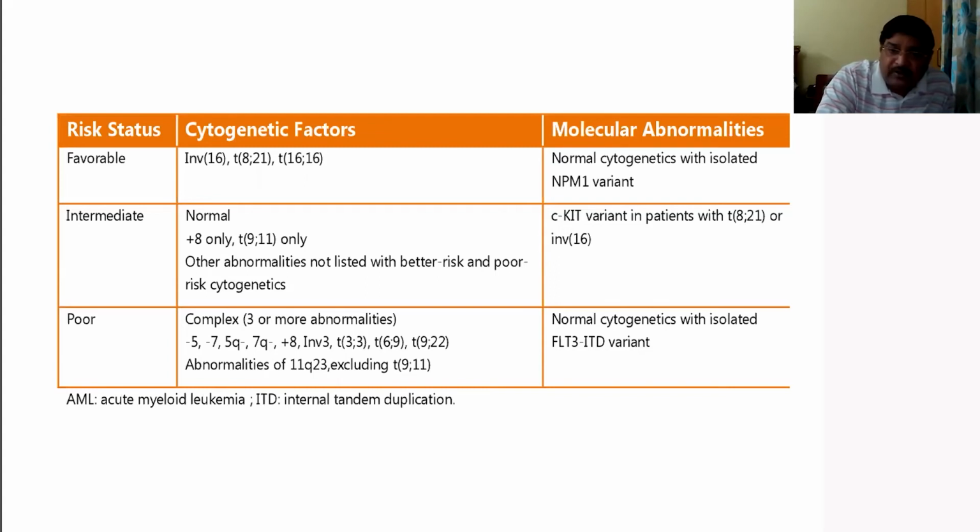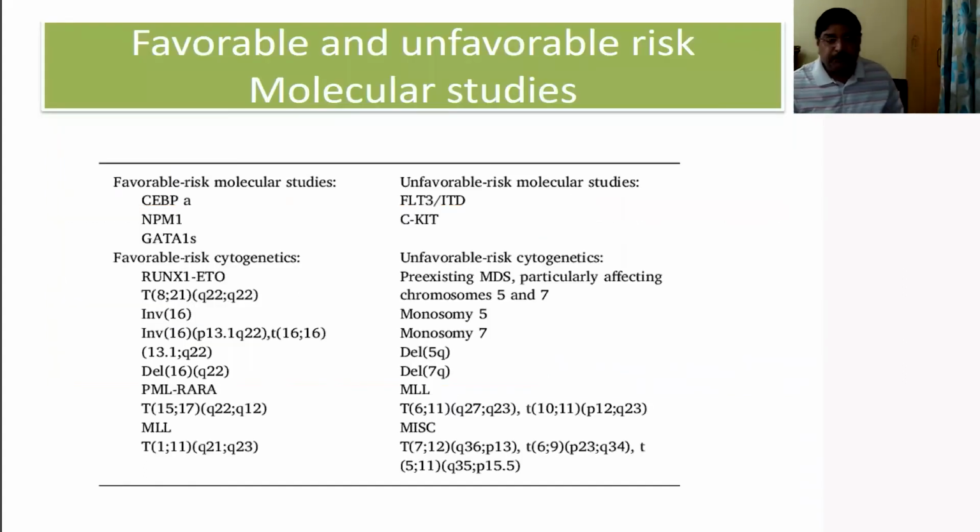You can have a normal karyotype or core binding factor leukemia. But if you are c-KIT mutated along with this core binding factor leukemia, it is intermediate, not favorable. So you would like to upfront transplant these patients rather than just go a simple chemotherapy way. So normal cytogenetics with isolated FLT3 internal tandem duplication variant or tyrosine kinase domain mutant variant are all poor in prognosis. Next. So there lies the importance of doing cytogenetics and molecular studies.